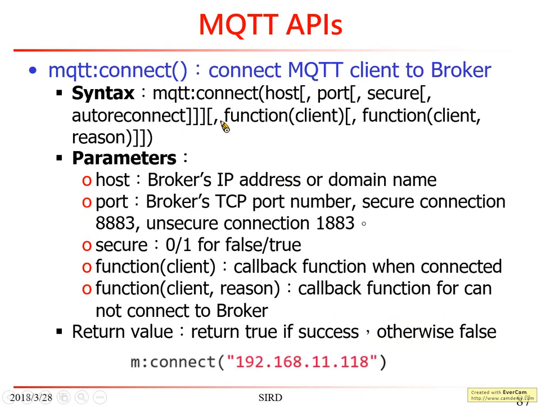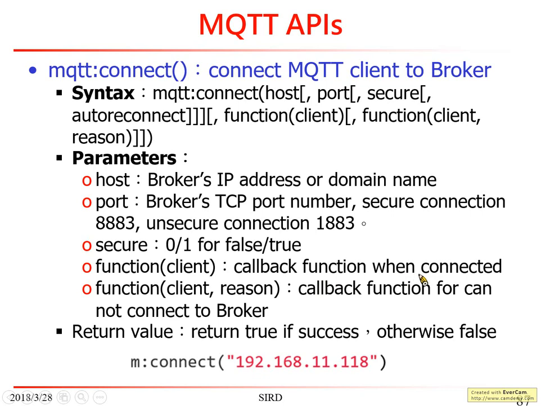So this is connect. You need to connect to a broker. You supply either an IP address or a domain name. For the TCP port, if it is a secure connection, it will use 8883. For an unsecure connection, it will use 1883. The default is 1883.